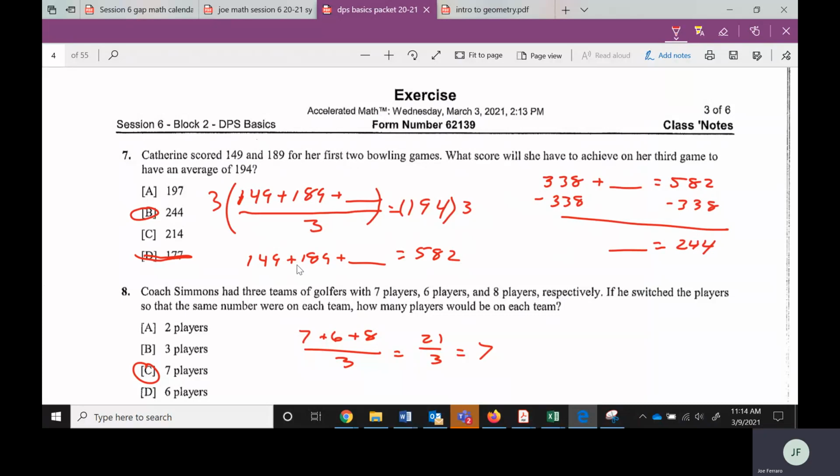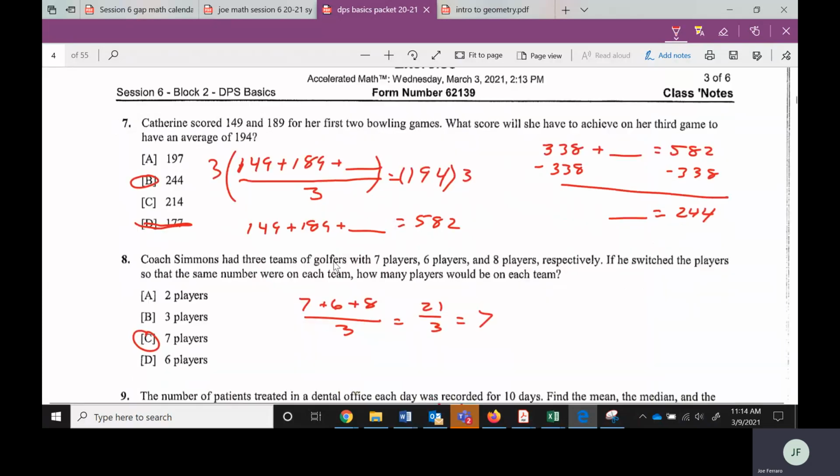Again, this could take longer, but if you just set this up, the 149 plus 189 plus a blank divided by 3 equals 194, you could start plugging these numbers in and seeing what works. Add all 3 of them up, divide by 3, does it equal 194? Nope. Go to the next one and so on. Okay, it looks like we've got 2 left.